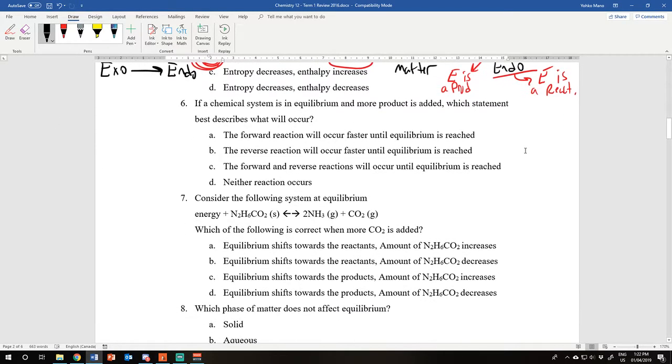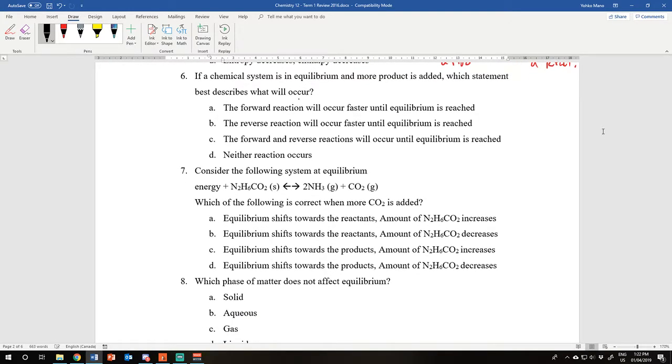Okay. Chemical equilibrium, so this basically boils down to Le Chatelier's principle. If a chemical system is in equilibrium and more product is added, which statement best describes what will occur? Le Chatelier's principle basically says if your chemical equilibrium is changed, then the reaction, provided the container or system is closed, will basically undo the change. And what that means is that the forward and reverse reactions will adjust until a new equilibrium is reached.